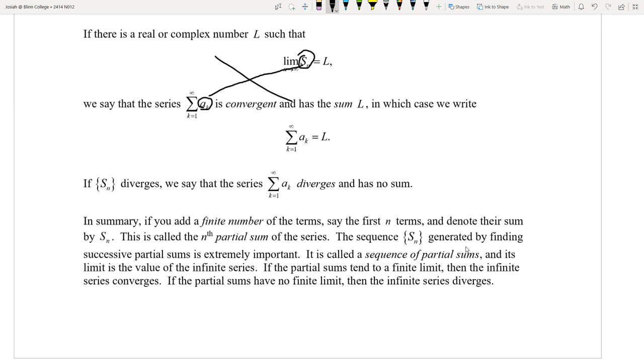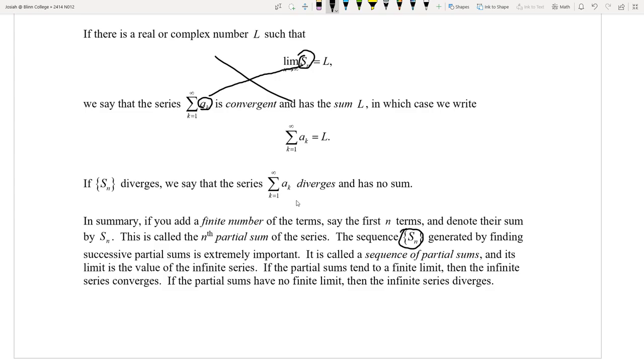The sequence of partial sums is, as it says here, extremely important. That sequence of partial sums is going to help us, if we look at the limit, find the value of the infinite series. So if those partial sums tend to a finite limit, the infinite series converges. If the partial sums have no finite limit, then the infinite series diverges. So we're going to be presented with series that look like this, and this by itself does not tell us really anything about whether the series converges or diverges. We have to figure out what the partial sums are, because this is the sequence that tells us whether this converges or diverges.